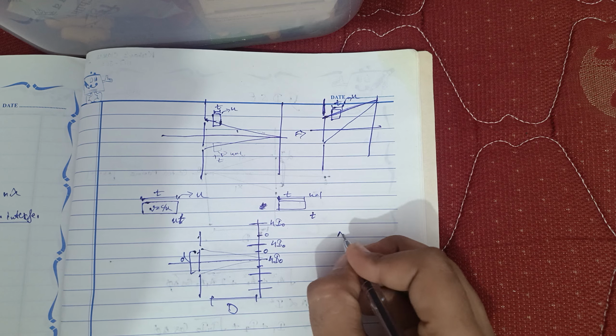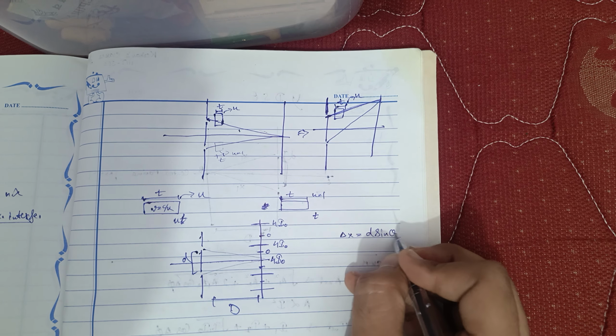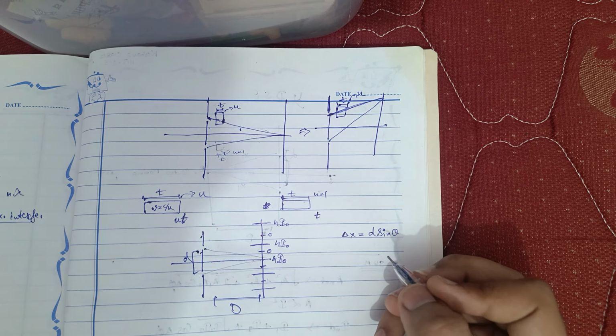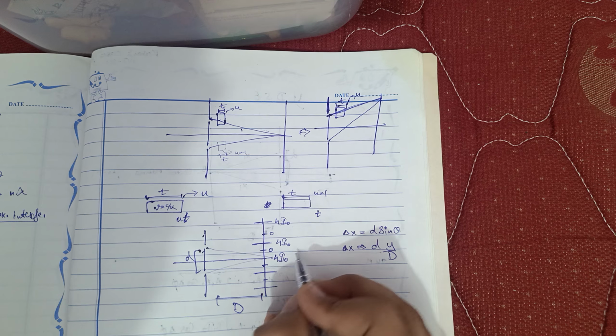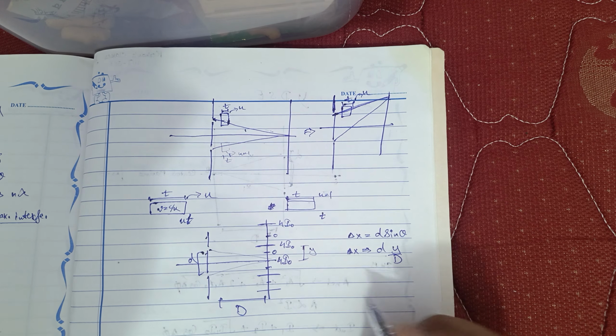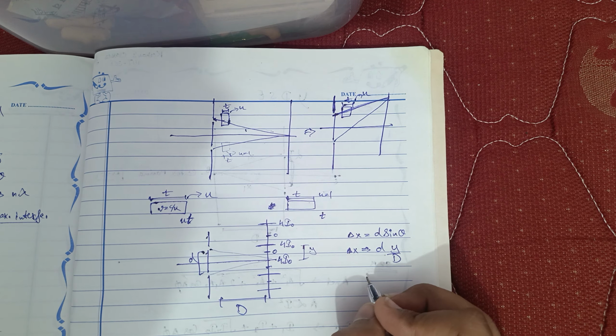And by calculating the path difference, delta x equals d sine theta, which is y by D times d. Suppose I want to calculate till n equals 1. So y into d by D equals n lambda. For n equals 1, it is 1 into lambda. So y becomes lambda D by d for n equals 1. So this distance we have got is lambda D by d. Like this, if you do for n equals 2, it becomes 2 lambda D by d. Like this you start getting.